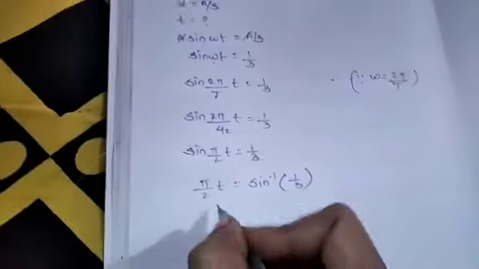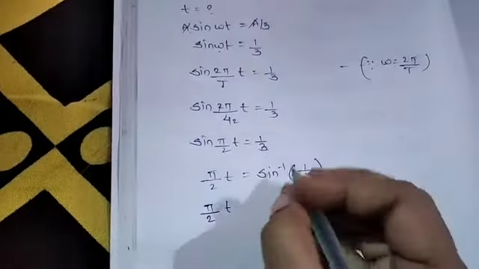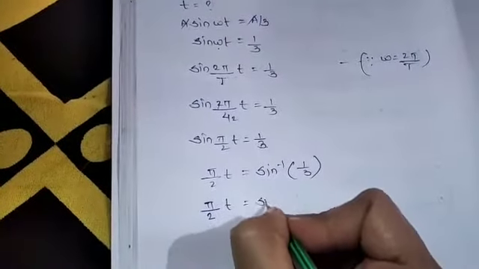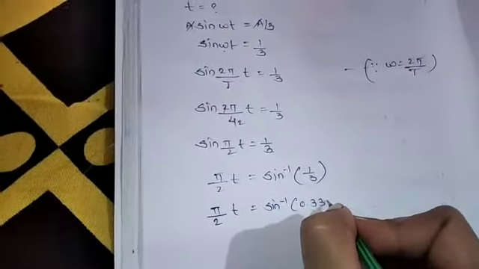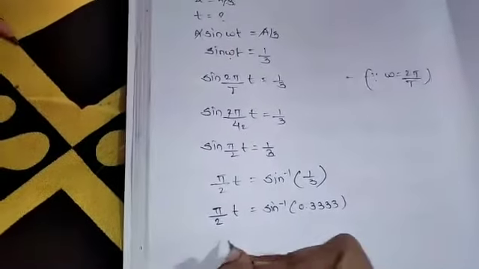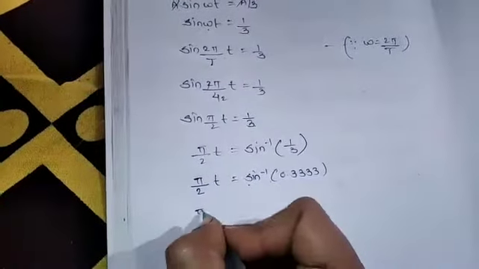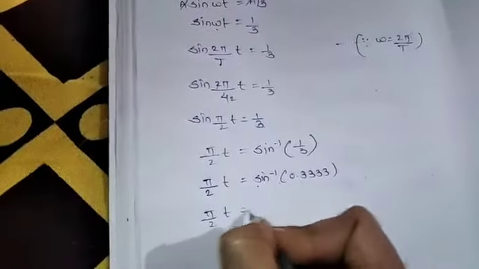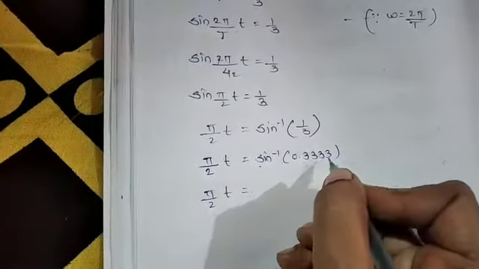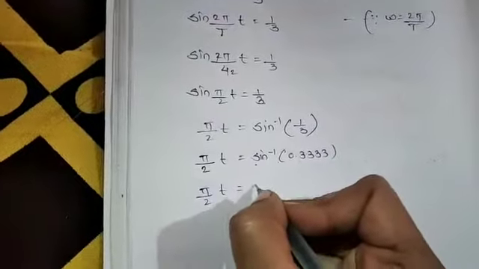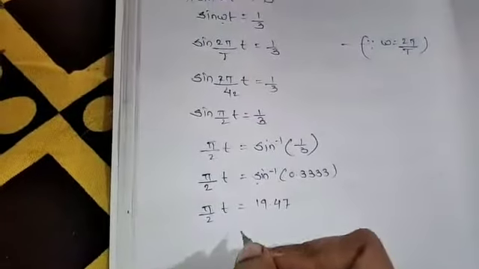So here pi by 2 into t as it is, so it is 1 by 3, 1 upon 3, it is equal to 0.333. So next, if we check the inverse of this, it is pi by 2 into t, the inverse of sine inverse of 0.3333, it is equal to, if we check in the log table, it is 19.47.